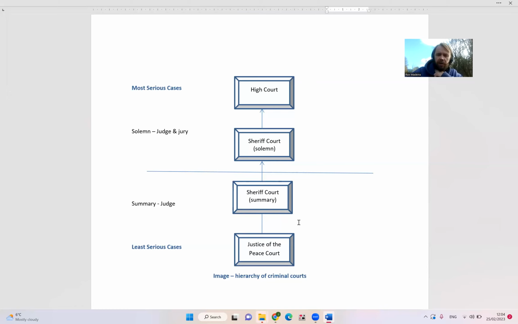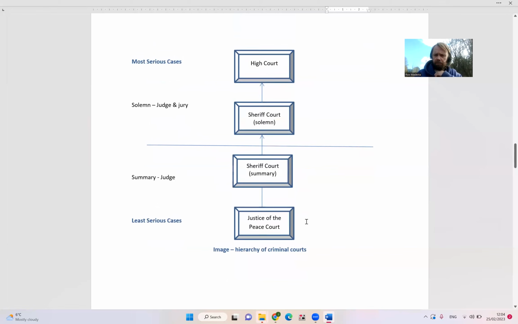Just because they're less serious, there's less pressure. Hearings tend to be quicker, quite often less technical, not always, but quite often less technical, a little bit easier to deal with, a little bit less challenging.